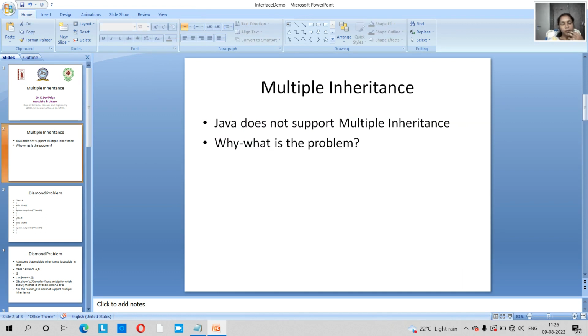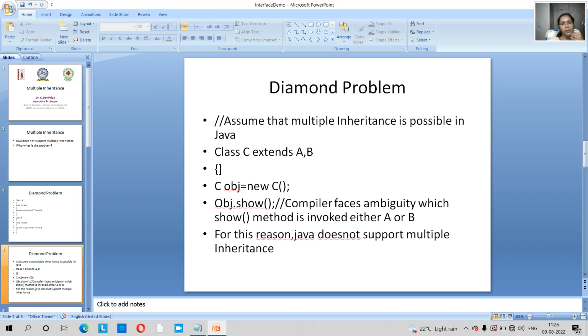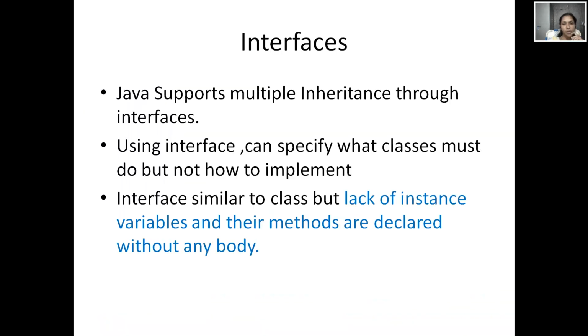So in interviews also they may ask, okay, everyone knows what multiple inheritance is and that Java does not support it. You can justify that with an example like this. It comes under a problem called the diamond problem. Now, how will multiple inheritance be achieved? Multiple inheritance is achieved through a concept called interfaces.